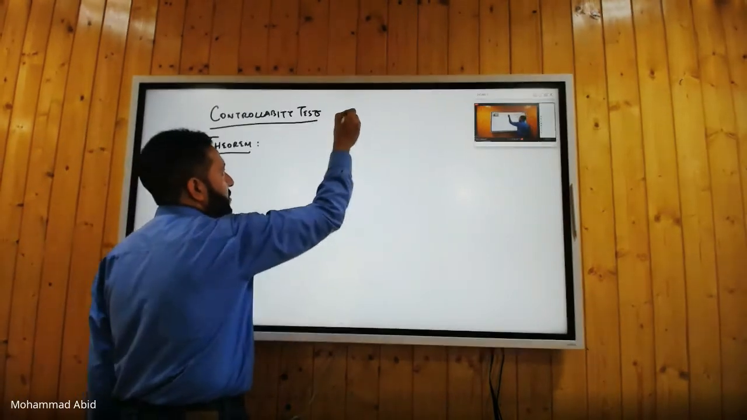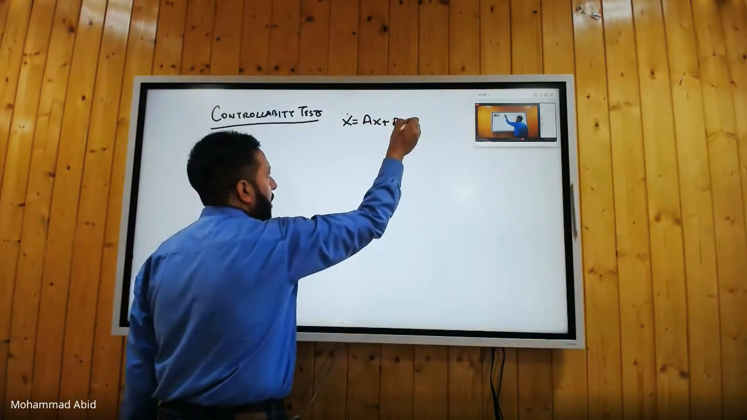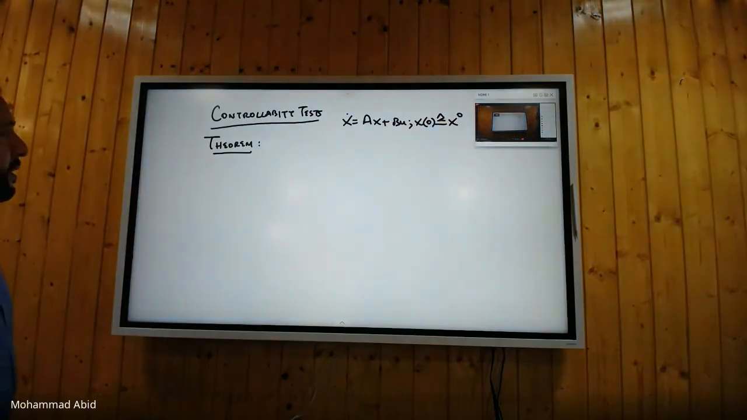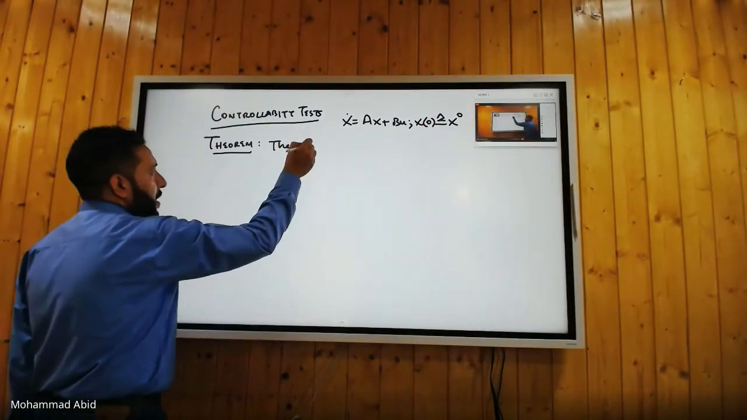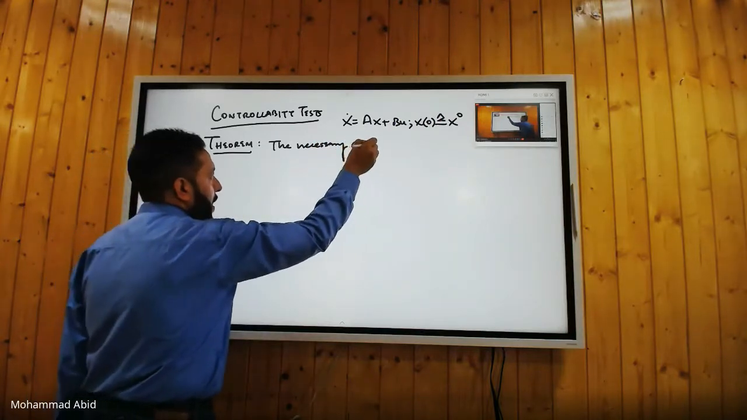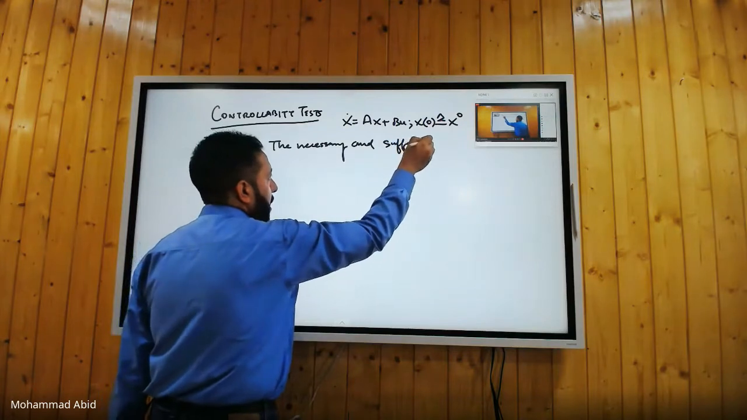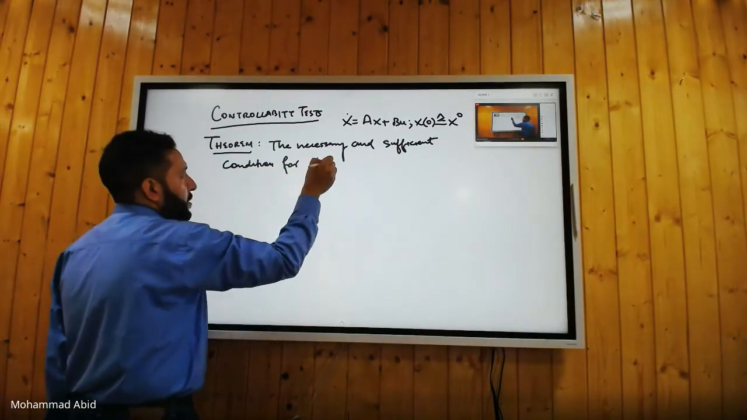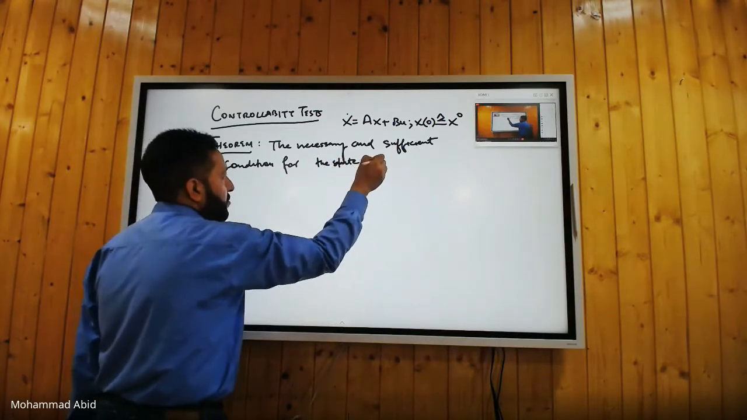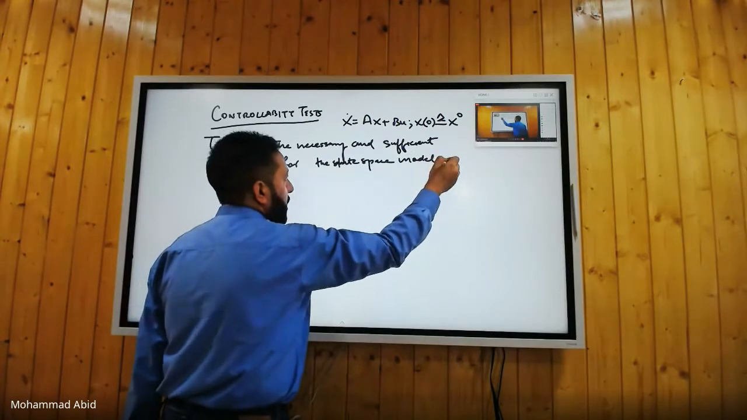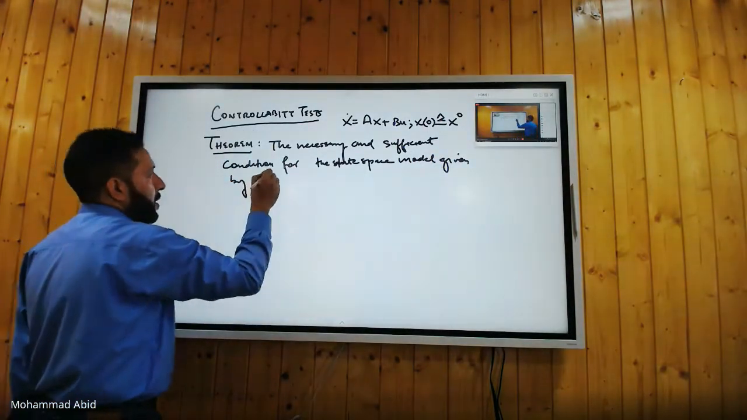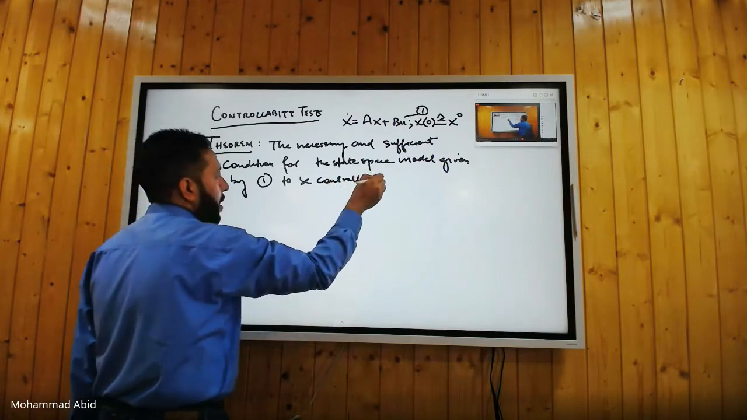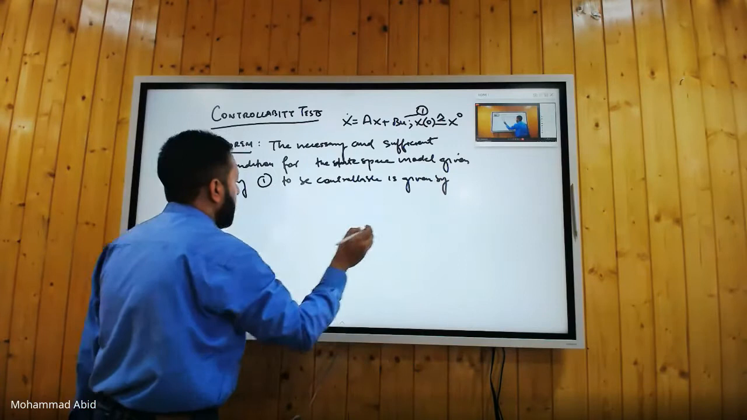Basically your system is x dot equal to Ax plus Bu, with x0 defined as the initial condition. So the necessary and sufficient condition for the state space model given by 1, let me call this equation 1, to be controllable is given by any one of the following conditions.